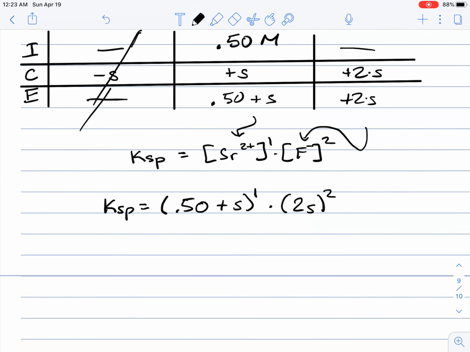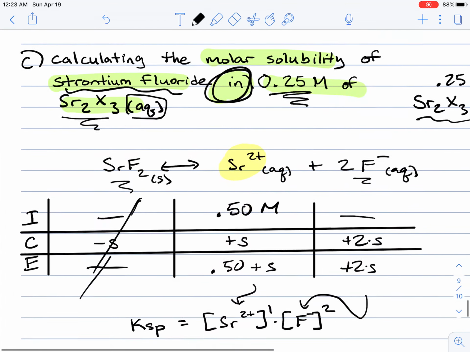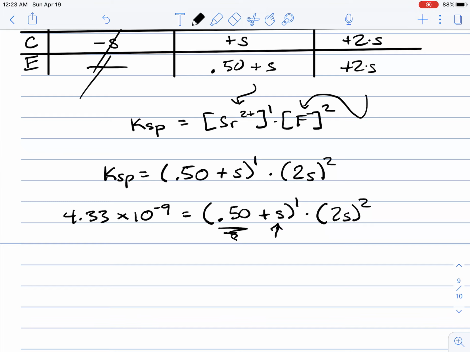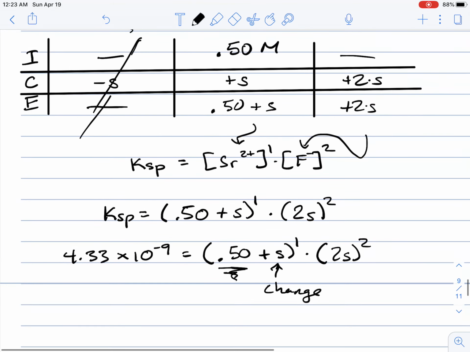And we're going to go ahead and plug in our Ksp, 4.33 times 10 to the negative 9. And this is going to give us 0.50 plus S to the first times this by 2S squared. Okay. Now, 0.50 is a value, right? So this number is being compared to the change in the ICE table, right? So S represents the change in our ICE table.